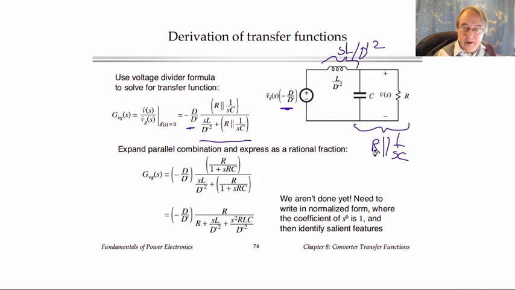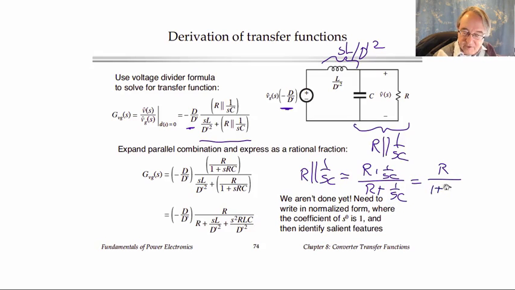Okay, at this point I would say R in parallel with 1 over sC is a term that comes up an awful lot, and it's worth working it out and writing it down and memorizing what it is. R in parallel with 1 over sC is R times 1 over sC over R plus 1 over sC. If you multiply top and bottom by sC, you get R over 1 plus sRC. So we can plug that in, so it's shown here and here. And next we can multiply top and bottom by 1 over sRC to turn this into a rational fraction. So if you do that, you get this expression.